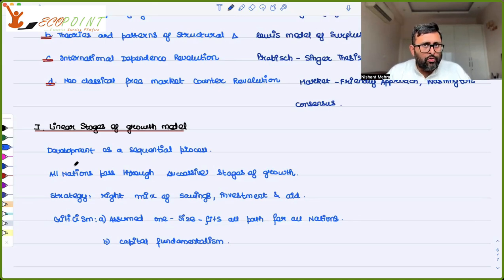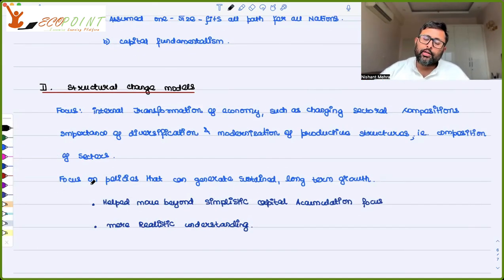But that's not true. You also need other kinds of capital formation, not just physical capital formation. You may also need human capital formation. That has not been talked about in this kind of model. In these models, the main thing is that development is a successive stage. There are different stages. Every country will pass through those stages and will be able to develop. We'll call it self-develop. That's an idea. Then came structural change models.